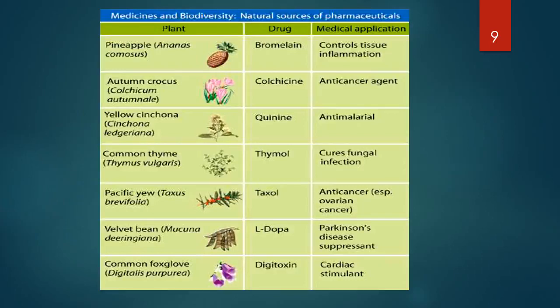And another drug is L-DOPA, which is obtained from the velvet bean plant and is used for Parkinson's disease. And another drug is digitoxin, which is obtained from the foxglove and is used as a cardiac stimulant. So there are some drugs which are obtained from plants and used for the treatment of different diseases. Besides these drugs, there are several other drugs used for treatment of other diseases.